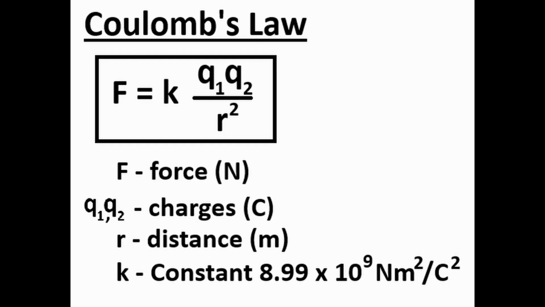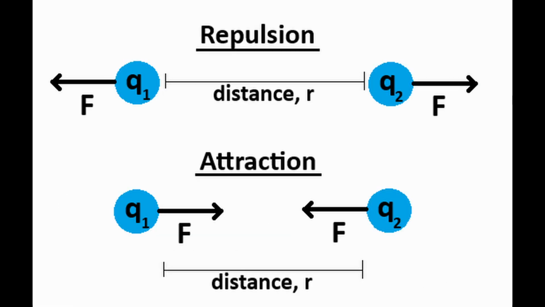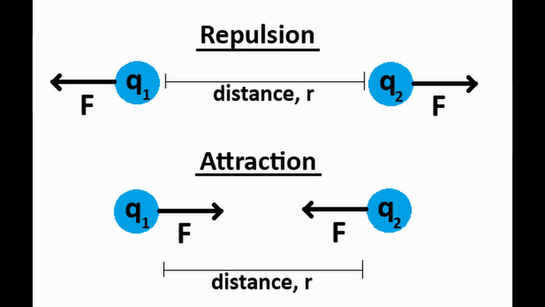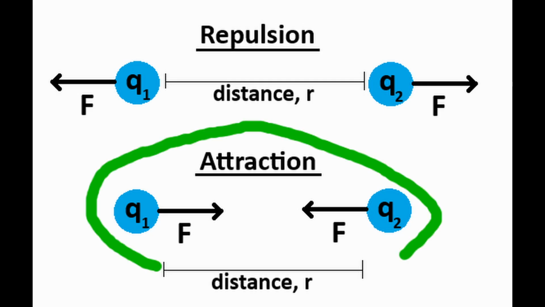F is the force in newtons, Q1 and Q2 are the two charges in units of coulombs, separated at a distance, r, which is in meters, and K, which is equal to 8.99 times 10 to the power of 9 newtons meters squared per coulomb squared, is a constant. Charges Q1 and Q2 can be either positive or negative. Additionally, two like charges, both negative or both positive, would feel a repulsive force. If the two charges were opposites, like one positive and one negative, they would feel an attractive force.